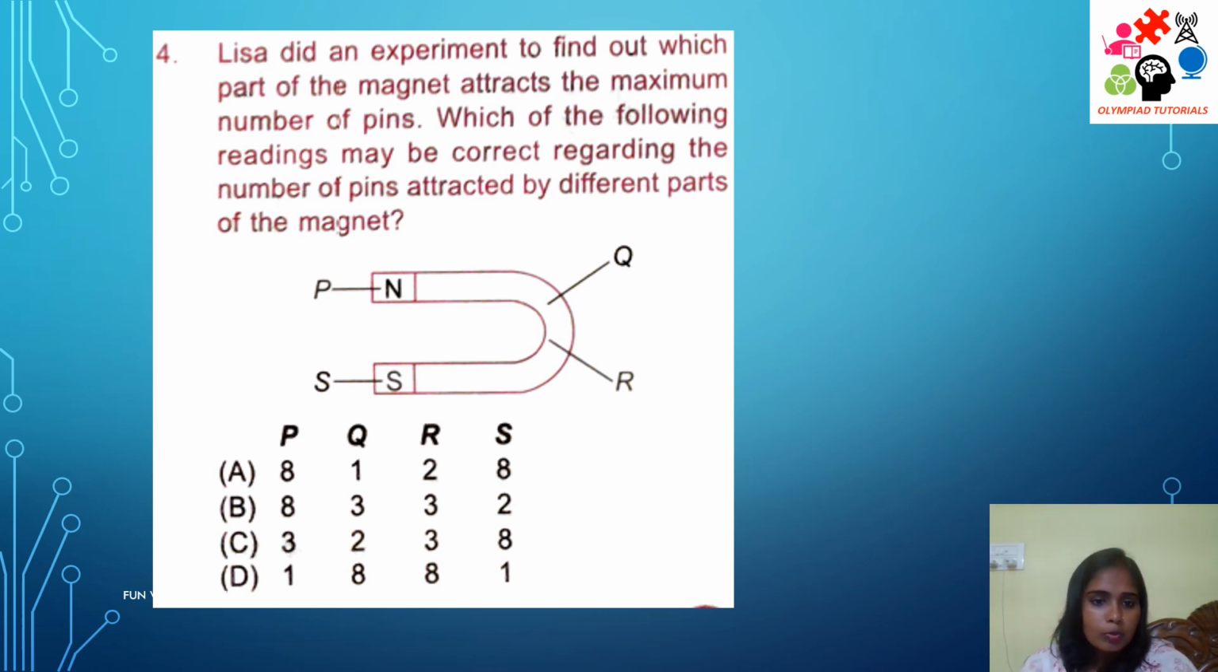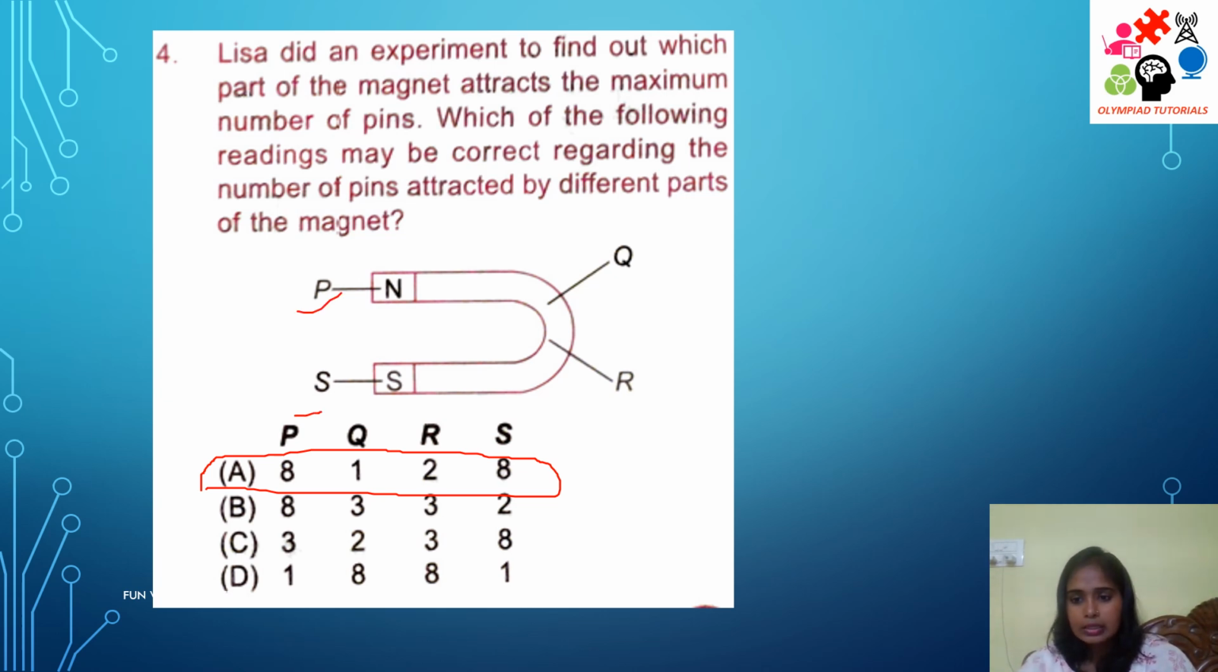As you can see the options also, your correct option will be option number A, because P and S represent the poles of the magnet, and always you must know that the magnetic poles exert the strongest magnetic force as compared to the other points like Q and R. Here the terminal points are N and S, which is shown by P and S. So here P and S are going to attract the maximum number of pins as compared to Q and R. Option will be option number A.